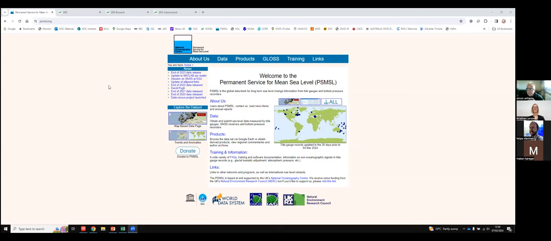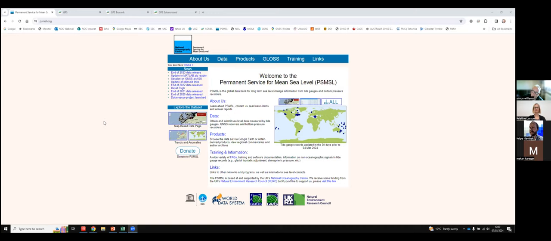Yep. Okay, so the Permanent Service for Mean Sea Level is the global data bank for long-term sea level change from tide gauges and bottom pressure recorders. It's hosted by us at the NOC here in Liverpool. As part of what was called the EuroSea project, we had the opportunity to build up a data bank of sites around the world that we can get GNSS-IR tide gauge data from. And so that is what I'm going to show you here.